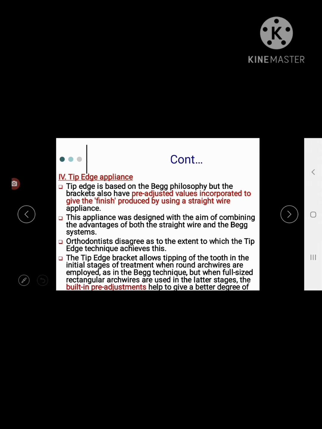The fourth one is the tip edge appliance. The tip edge appliance is based on the Begg philosophy, but the brackets also have pre-adjusted values incorporated to give the finish produced by using a straight wire appliance. These appliances were designed with the aim of combining the advantages of both the straight wire and the Begg system.